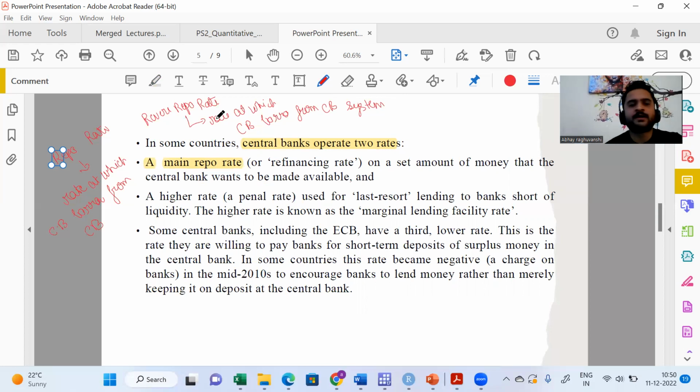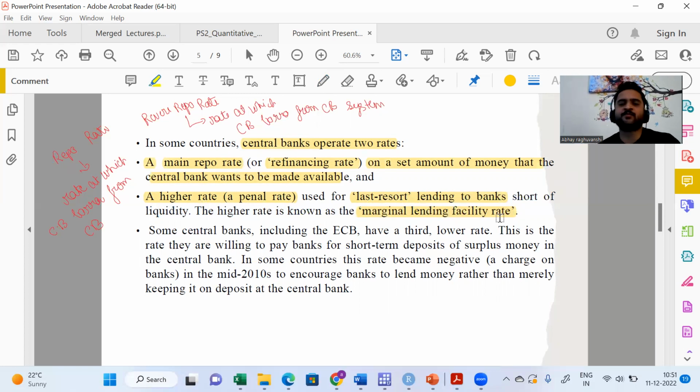Okay, so this main repo rate is also called the refinancing rate, and it sets the amount of money that the central bank wants to make available. Then there is a higher rate, which is the lending rate. Since the central bank is the bank of all banks, it acts as a lender of last resort when a bank is facing a liquidity crisis. So if a commercial bank has an emergency need for funds from the central bank, that is offered at a higher rate, which is called the penal rate. Another name given to it is the marginal lending facility rate.